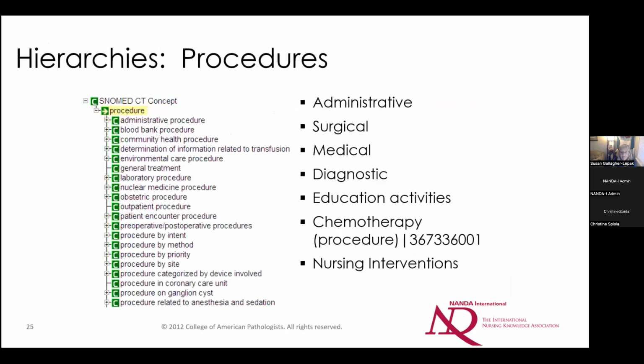So let's go for procedures. Procedures are things we do to the patient, for the patient. They're administrative, they're surgical, they're medical, they're diagnostic. As nurses, we do a lot of patient education, and definitely our nursing interventions are here. And so anything from the procedures hierarchy will have that procedure hierarchy tag attached to that fully specified name.